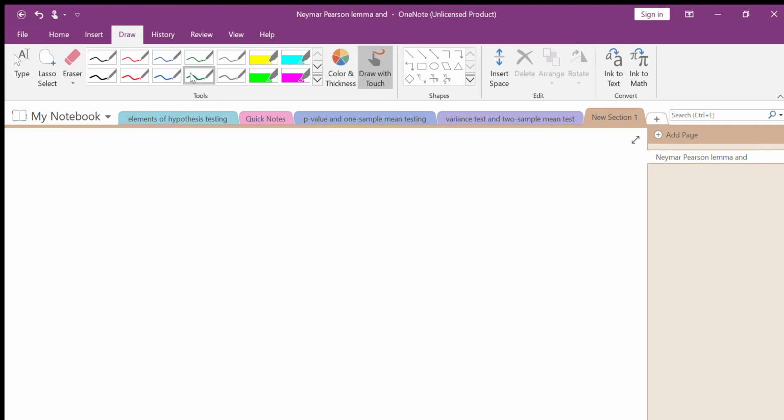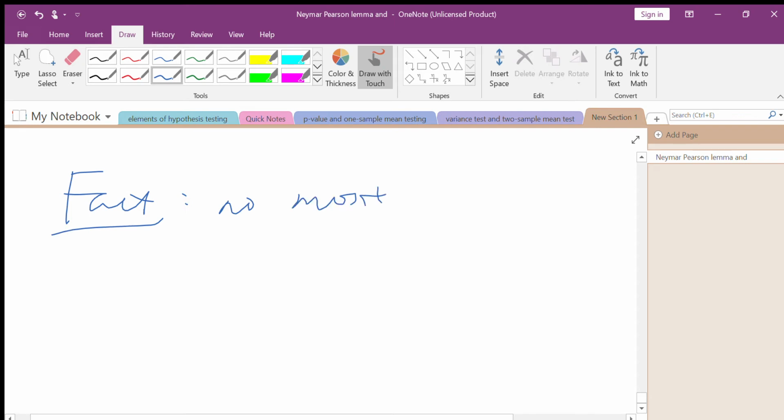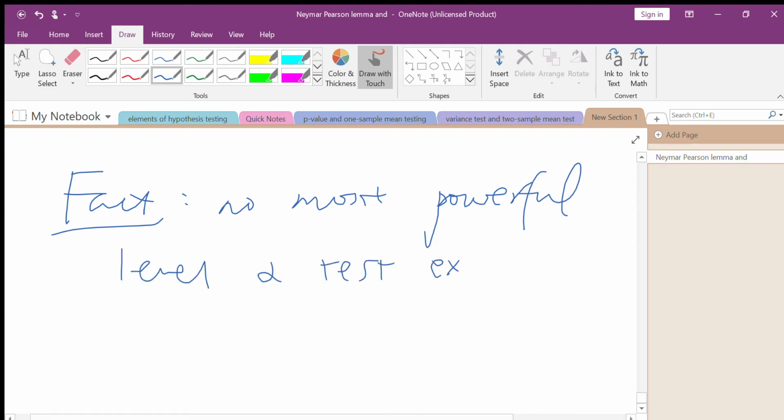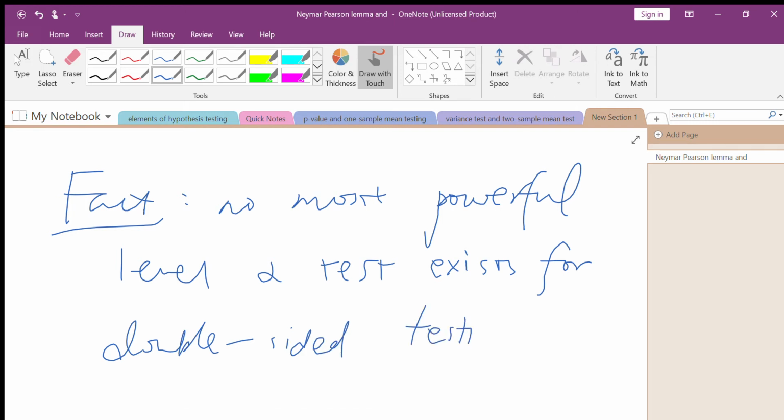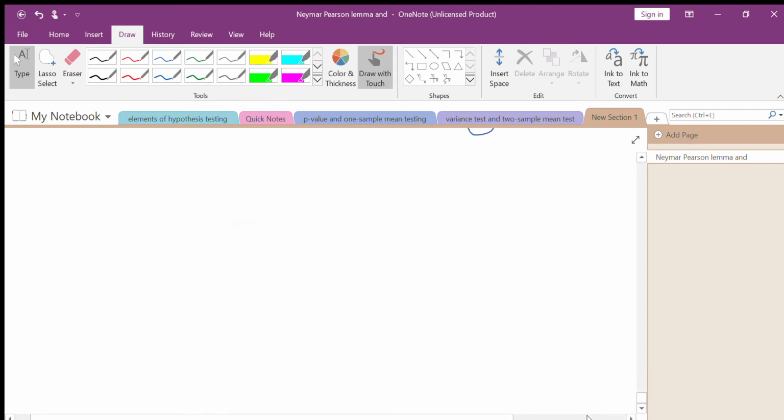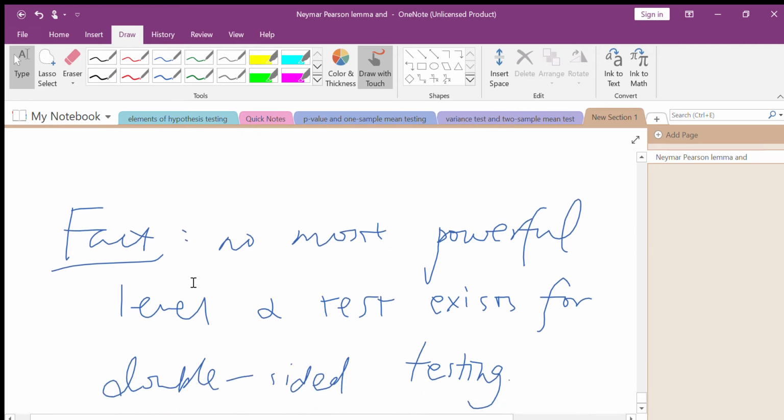Let me tell you the answer. Fact: no most powerful level alpha test exists for double-sided testing. So what should we do? The NP lemma cannot handle the case of double-sided testing. NP lemma can only be used in single-sided testing.